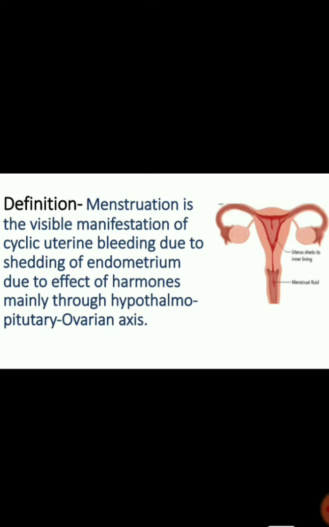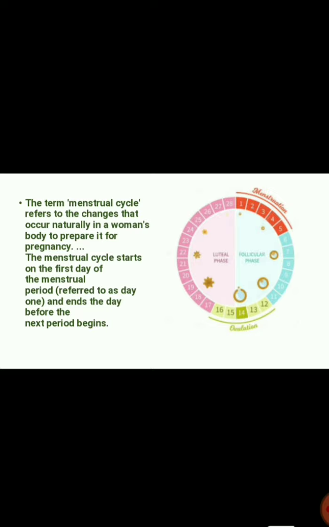Yes, there is visible loss of blood through the vagina, and menstruation is cyclic. It repeats every month, and it occurs due to the shedding of endometrium, and the whole event is due to the effect of the ovarian hormones, estrogen and progesterone. So it is a natural cycle which occurs in the human body, and it prepares the uterus for pregnancy.